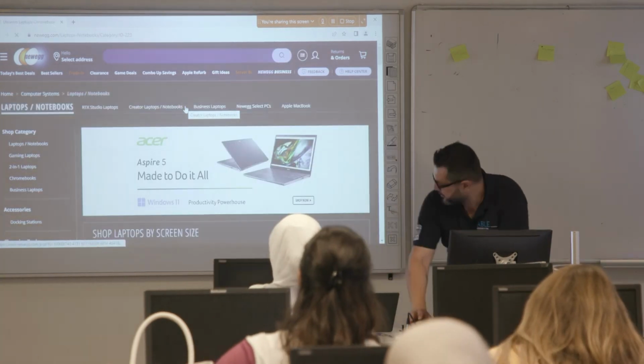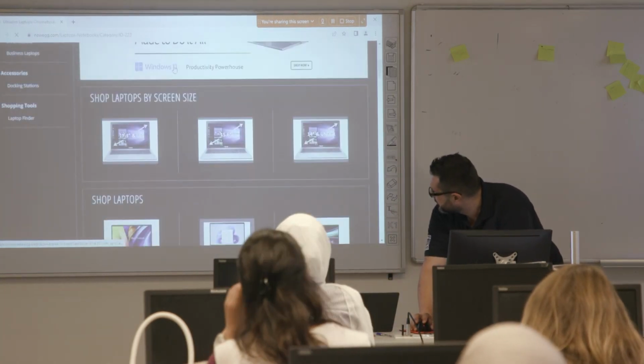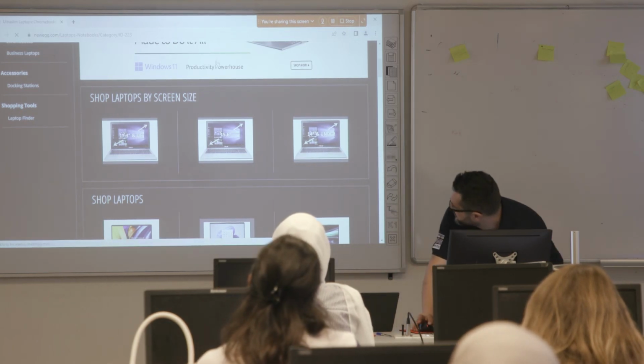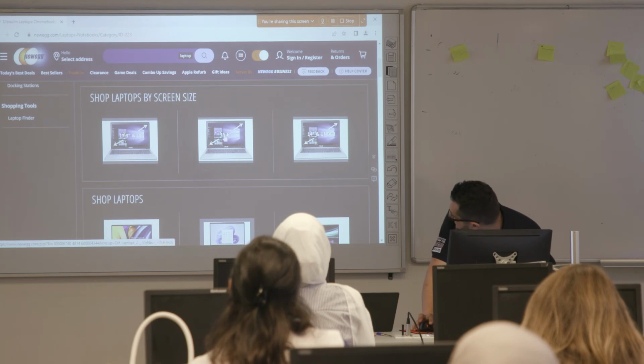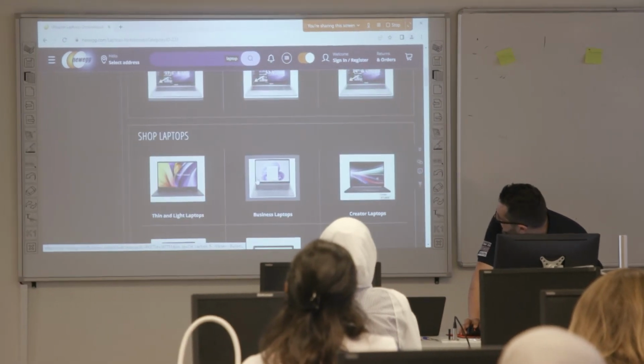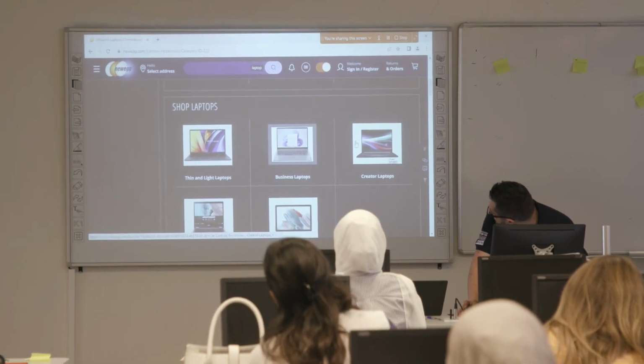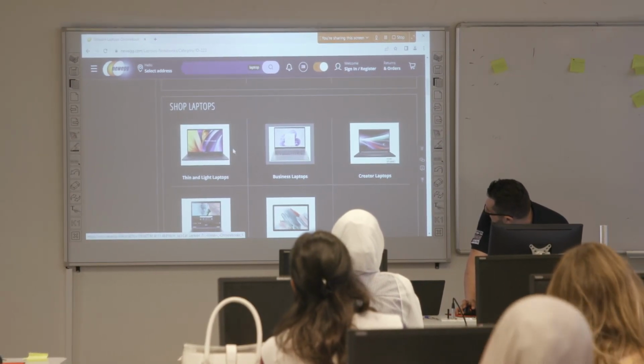So I went to computers and laptops. They have several types. They are displaying them as images. They have no description, nothing showing what's going on over here. I don't see anything.